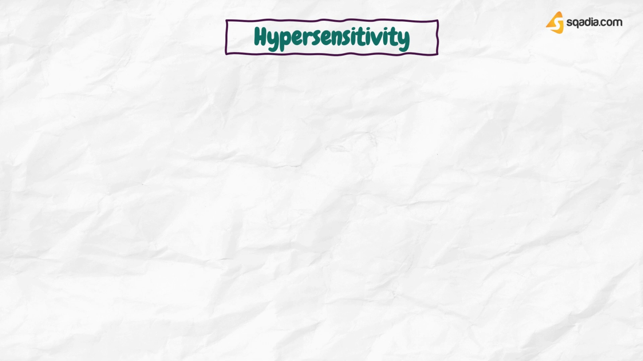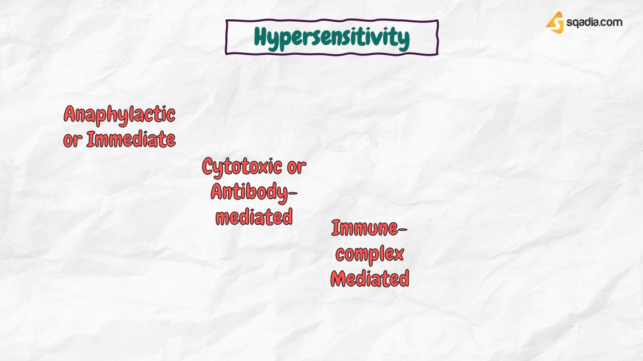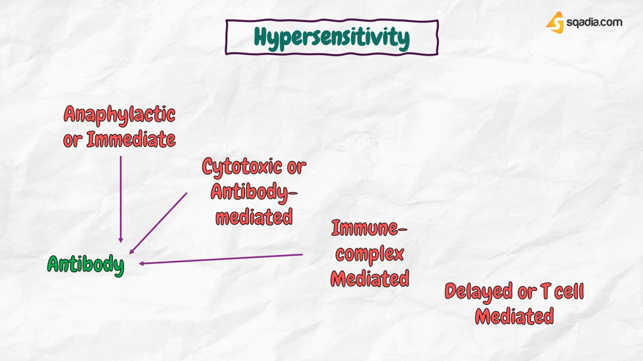Hypersensitivity reactions are of 4 types. Type 1, anaphylactic or immediate. Type 2, cytotoxic or antibody-mediated. Type 3, immune complex-mediated. Type 4, delayed or T-cell-mediated. Type 1, 2, and 3 are antibody-mediated, whereas Type 4 is a delayed reaction brought about by T lymphocytes.